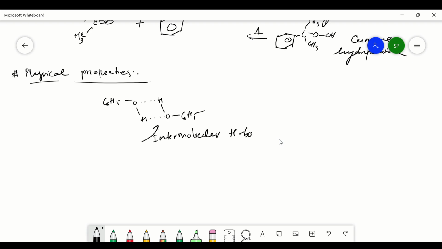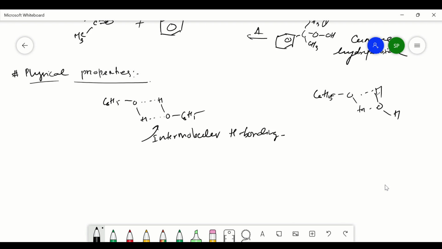hydrogen bonding. Okay. And if you consider the solubility in water, phenol is partially soluble, slightly soluble in water due to hydrogen bonding between the water molecule and the phenol molecule. Like if you can see, in the water molecule, this oxygen and hydrogen form intermolecular hydrogen bonding. That's why phenol is a little soluble in water.